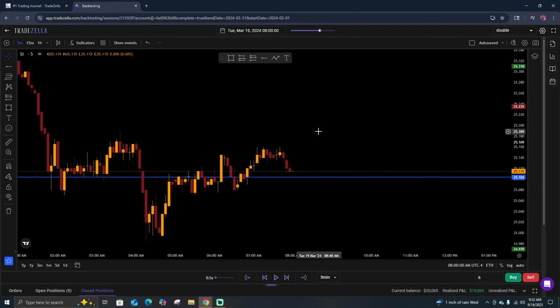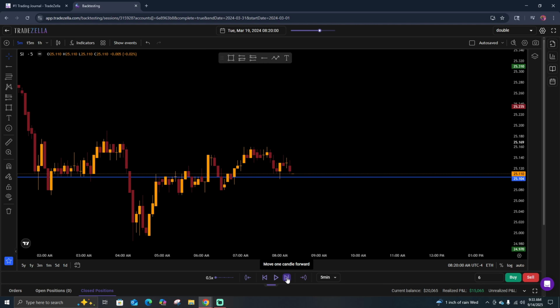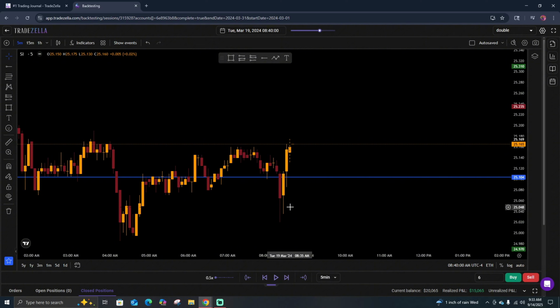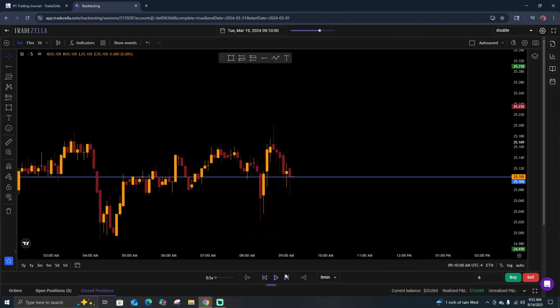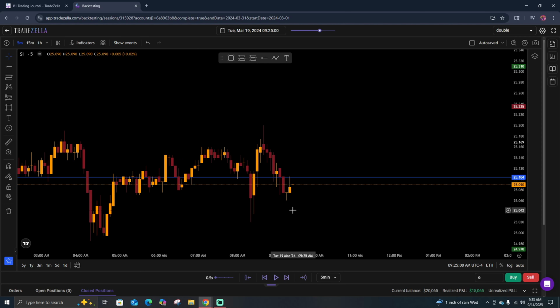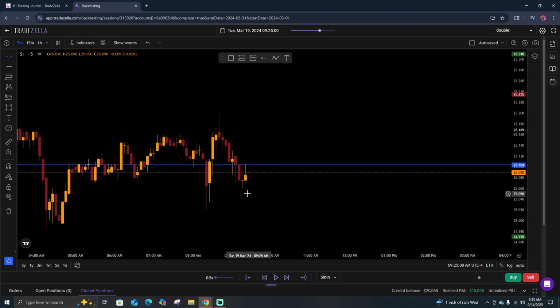And I'm going to fast forward a lot because I always just want to get to 930. I'm not trading before 930, I'm not trading after. So I'm going to fast forward to 930 every time the market opens. Market opens at 8 a.m. So I'll just be fast forwarding, and I'm going to slowly go through it too.